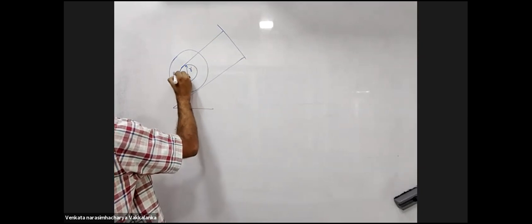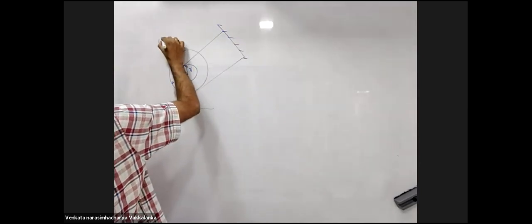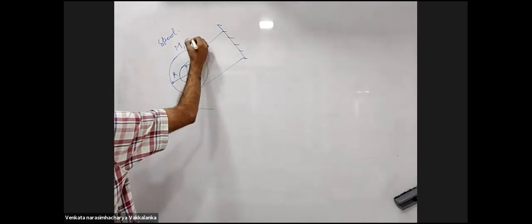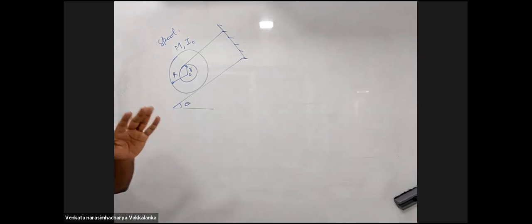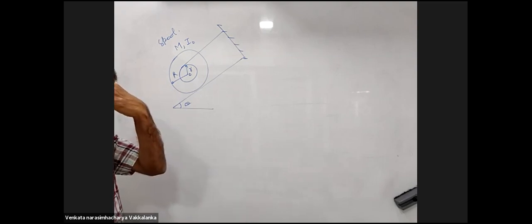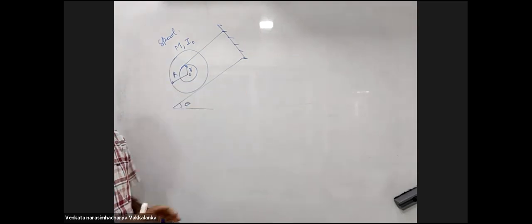This is small r, this is capital R, this is capital M, this is a spool. Mass M, moment of inertia is I naught about its center of mass.